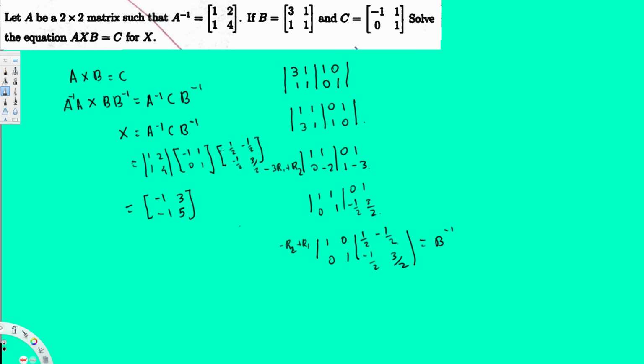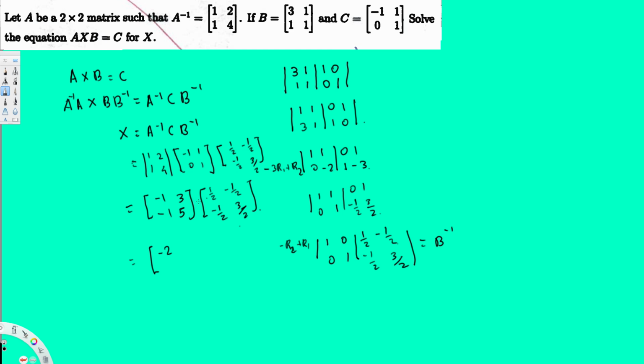Then I can multiply this one by B inverse. B inverse is half, minus half, 3 by 2. So let's see what happens if we multiply them. So minus 1 times half, first row, first column, is going to be minus half. 3 times minus half is going to be minus 1.5. Minus 1.5 minus half is going to be minus 2.